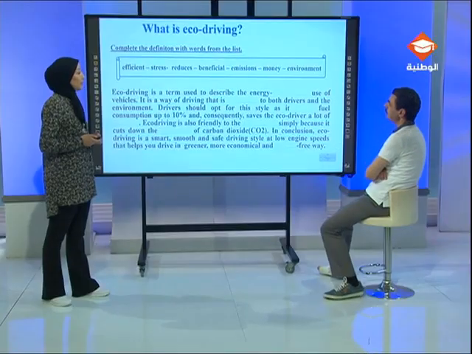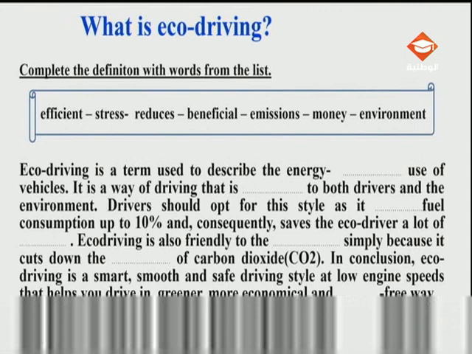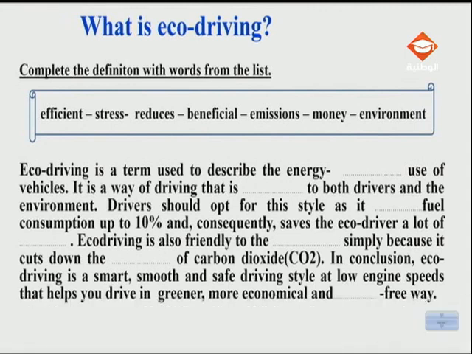What is eco-driving? Let us explain. The following paragraph already explains and defines what eco-driving is. You just have to complete it with words from the box. Can you please fill in the blanks with words from the box? I will try. Eco-driving is a term used to describe the energy efficient use. When it's a noun, we say use, Miss. Yes. Energy efficient use of vehicles.